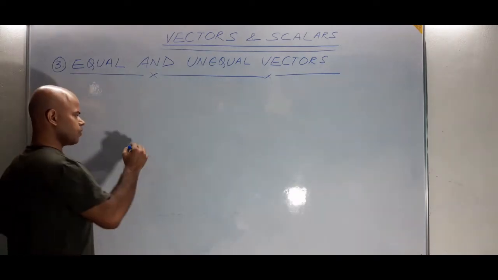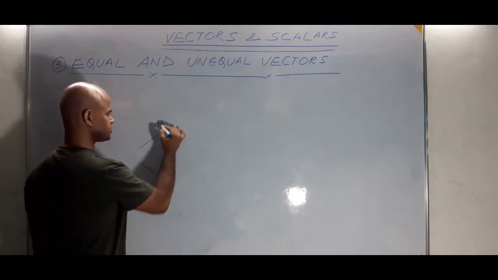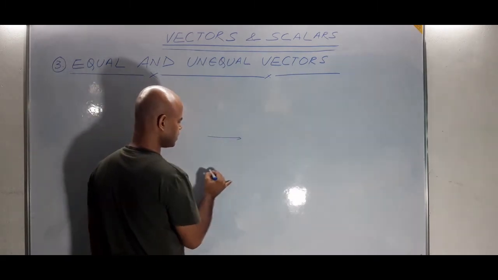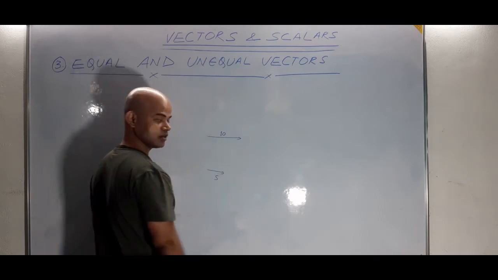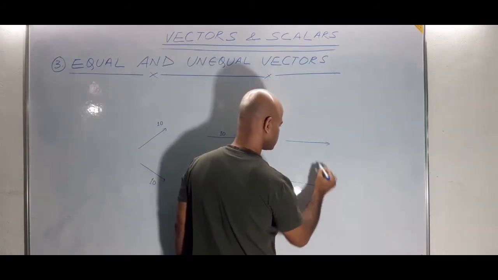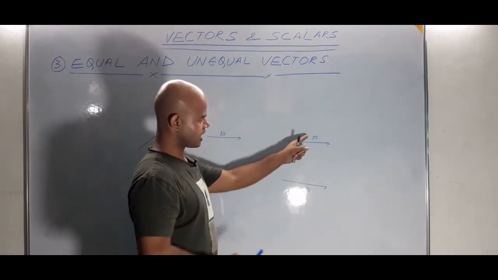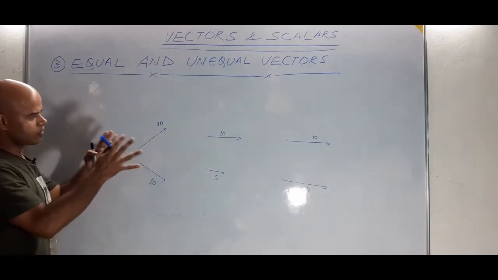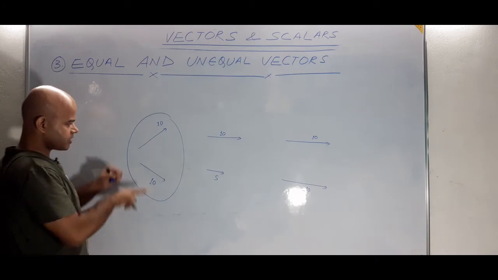See here, we have two vectors. One is this, another one is this: 10 units, 10 units. Another pair of vectors: 10 units, 5 units in the same direction. Another pair: 10 units, 10 units. Both of these vectors have the same magnitude, 10 units, 10 units, and the same direction. Now let's look at each of these pairs. Here you see magnitude is the same, 10 units, 10 units, but direction is different.